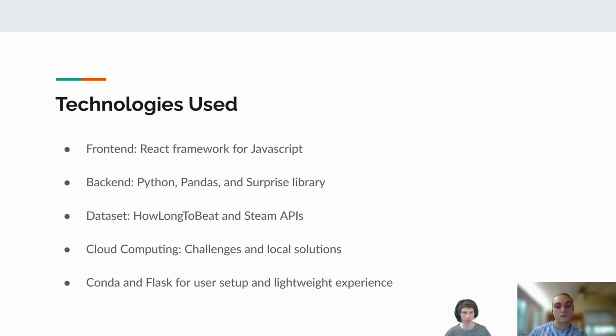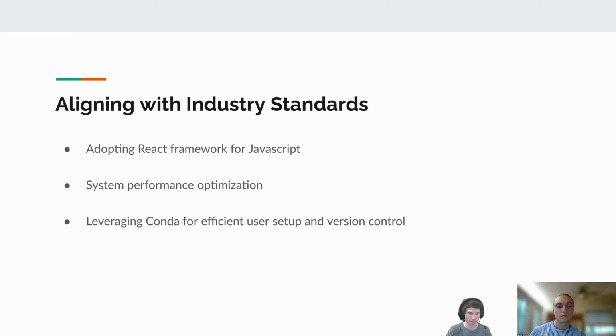We were going to use a server hosted somewhere to host our application, but the memory usage was just so high because, especially when we were generating the pandas dataset with all the data that we gathered, it just uses a lot of system RAM, so we weren't able to fit that there. So we just used a local Flask server, which worked fine. We also used Conda to make it really easy for a user to set up the correct environment to run our application. To align with industry standards, we just used React for our front end because it's so common nowadays.